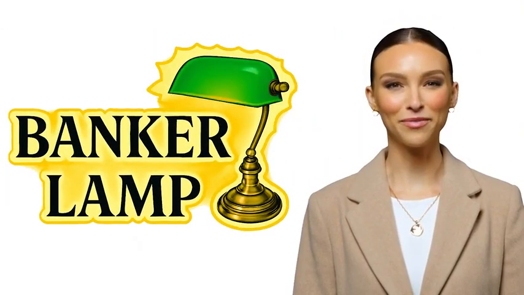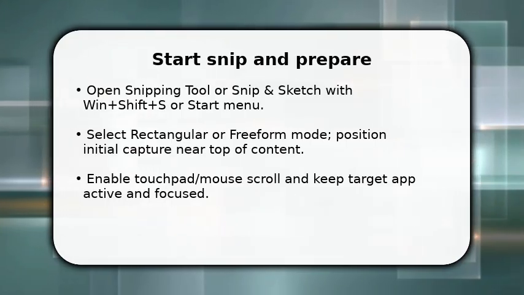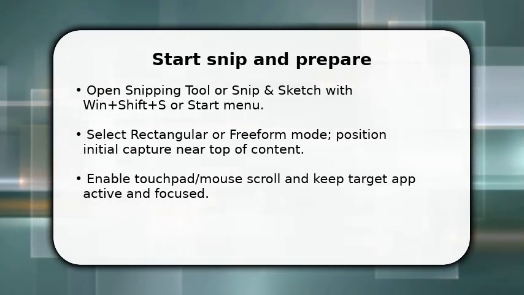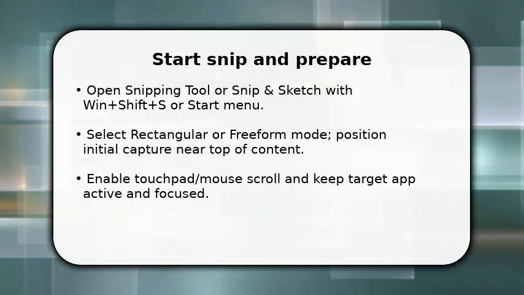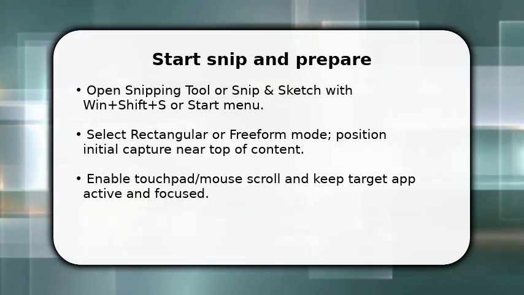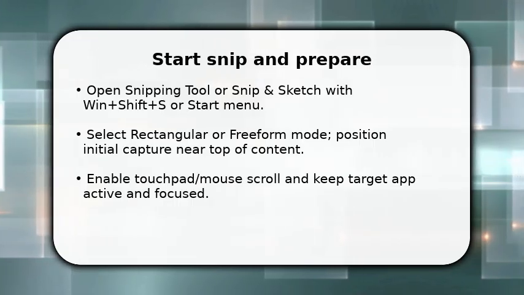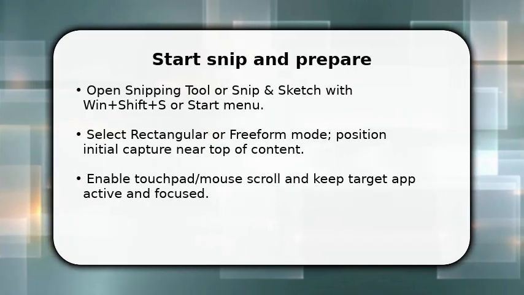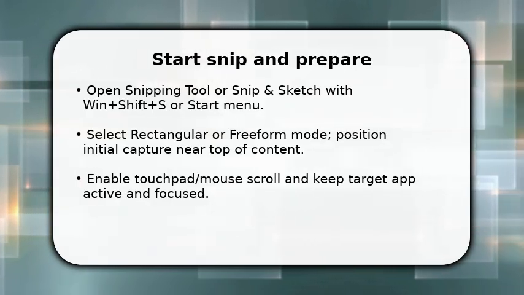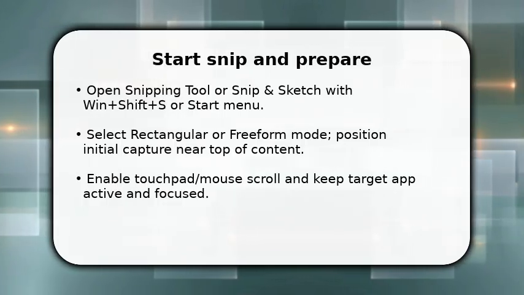Please enjoy the video. You begin by opening the Snipping tool and choosing a shape. Rectangular is simplest. Position your initial capture at the top of the content you want to grab. This anchors the selection. Once done, keep the window you'll scroll in as the active application so scroll events target it. Make sure your mouse or touchpad is responsive. If using a tablet, use the on-screen scroll gesture. This first step gets you ready to combine capture and scrolling into one continuous workflow.